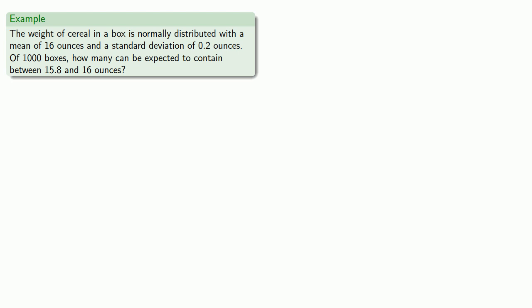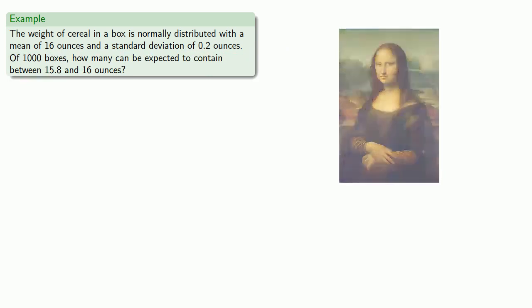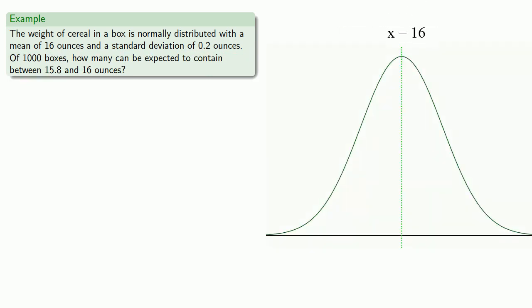So once again, let's suppose that the weight of cereal in a box is normally distributed with a mean of 16 ounces and a standard deviation of 0.2 ounces. Of 1,000 boxes, how many can be expected to contain between 15.8 and 16 ounces? So, since we know the mean, and the normal distribution is symmetric about the mean, we can sketch a picture of the normal distribution. Since the probability corresponds to the area, we can identify the area we need to find. We want the weight to be between 15.8 and 16 ounces, and so that means we want the area of this region starting at 15.8 and ending at 16.